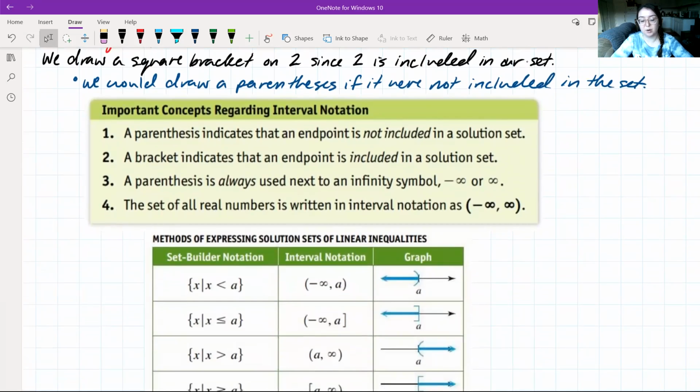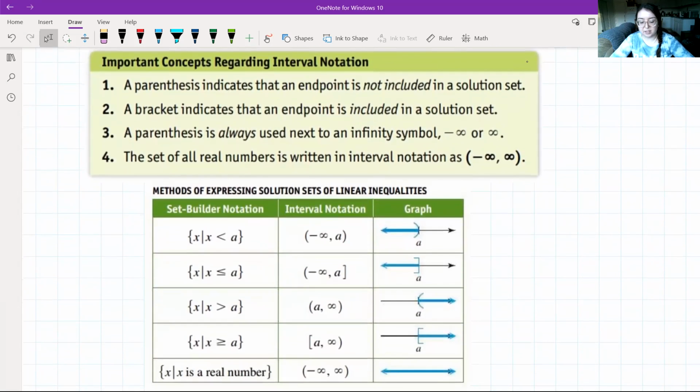So important concepts regarding interval notation. A parenthesis indicates that an endpoint is not included in a solution set. A bracket indicates that an endpoint is included in the solution set. A parenthesis is always used next to an infinity symbol, whether that be negative infinity or positive infinity. And the set of all real numbers is written in interval notation as negative infinity to infinity. So now instead of writing the words all real numbers in curly braces, we can now just write negative infinity to infinity in parentheses to indicate all real numbers.